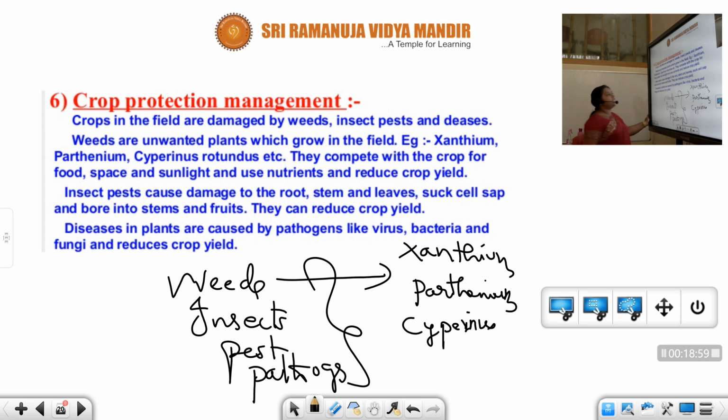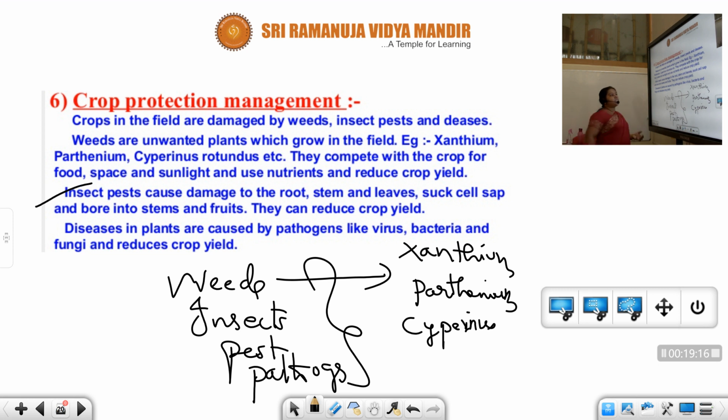Cyprinus rotundus, etc. are the best examples of weeds. They compete with the crop for food, space, and sunlight, use nutrients, and reduce the crop yields. Generally, they will not allow the original crop to grow. Obviously, yield is reduced.